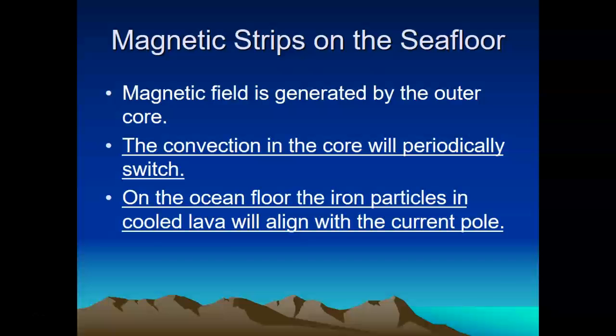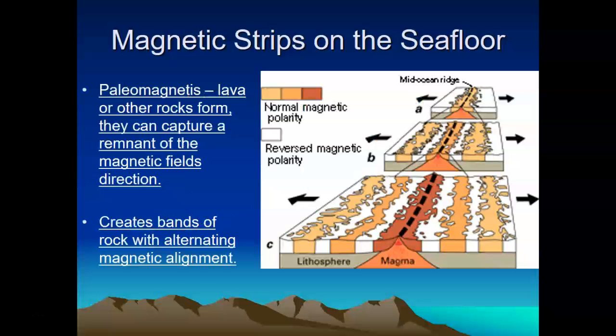And so this reversal process actually happens, which is paleomagnetism. Lava or other rocks form, they can capture a remnant of the magnetic field direction. And so over time it flips back and forth. And so scientists were really puzzled, why do some of the strips of iron particles on the seafloor point north, and why do some point south? And that is because scientists have come up with the idea of magnetic reversal, meaning that the magnetic field has flipped over and over and over again.